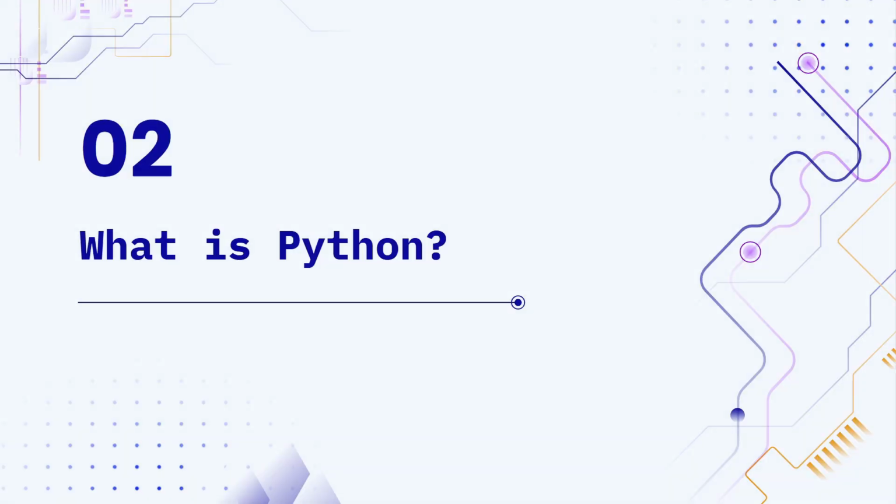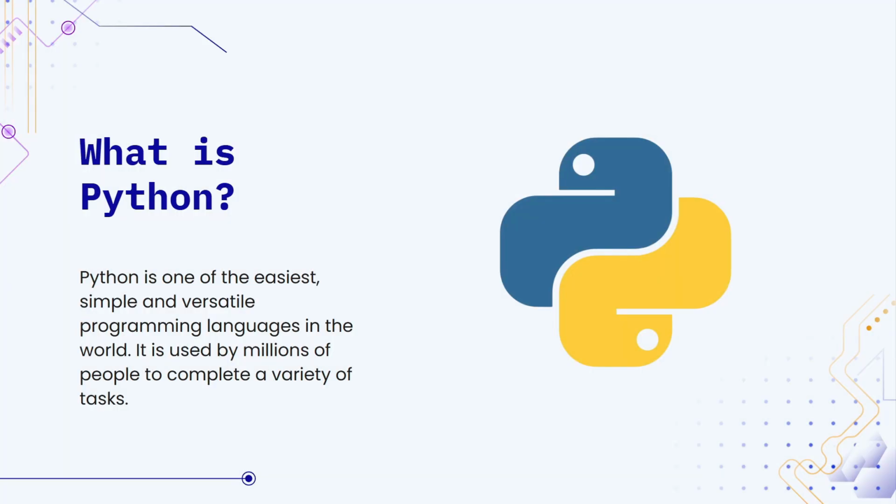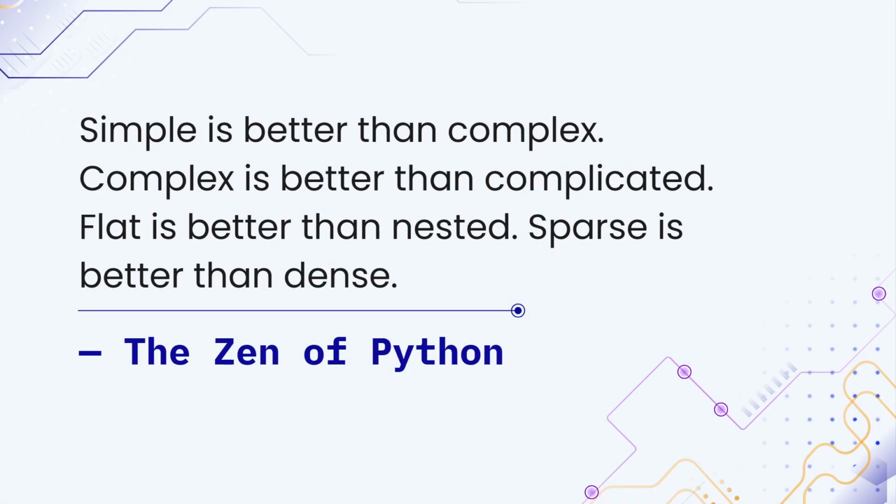Alright, now we're going to learn about what is Python. It's one of the easiest, simplest, and most versatile languages in the entire world. It's really popular and it's also very versatile. You can use it for a variety of things. Now we have another quote, and this is the Zen of Python, sort of what Python is. Simple is better than complex, complex is better than complicated, flat is better than nested, sparse is better than dense. All you really have to understand here is that Python prioritizes simplicity rather than complexity like in other languages.